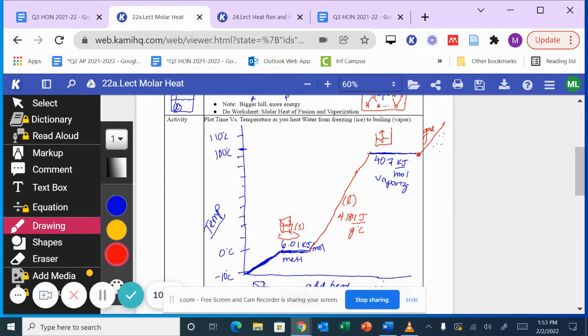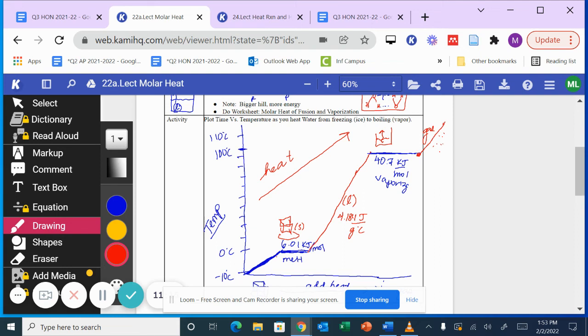So what we did here is we heated water going to the right. In this point, you're warming up the ice. As soon as you hit zero, it starts to melt. As soon as you're out of ice, the liquid warms up. As soon as you hit 100, it starts to boil. As soon as you're out of liquid, it all turns into gas and it gets hotter and hotter.